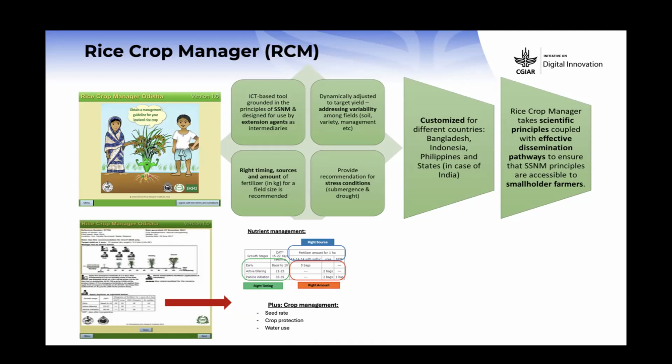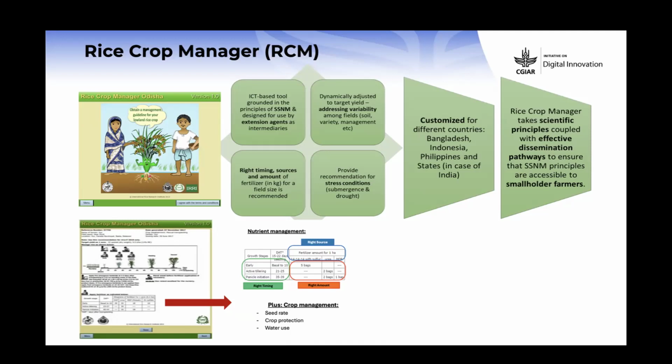This particular tool is customized for different countries, including Bangladesh, Indonesia, and the Philippines, and in the case of India, it has been customized for three states: Bihar, UP, and Odisha. It provides a recommendation page where it gives the growth stages of your crop. It gives customized advisory on crop management and weed management, which is different for direct seeded rice and puddled rice. And it also provides fertilizer recommendation.